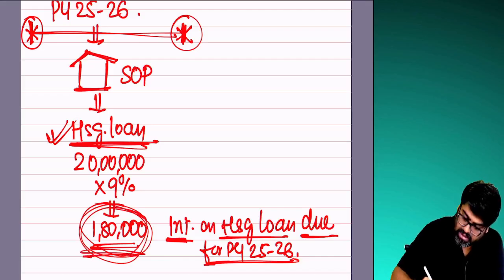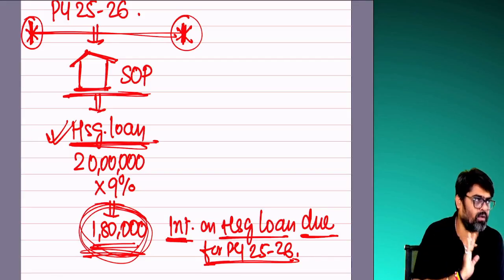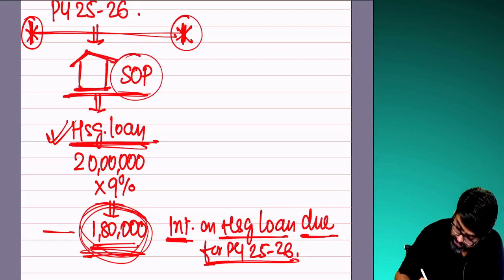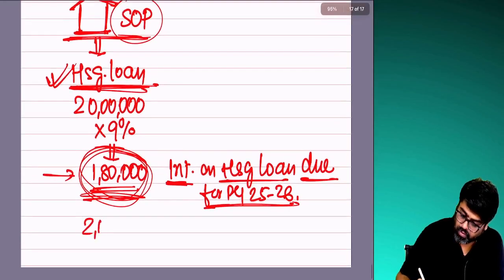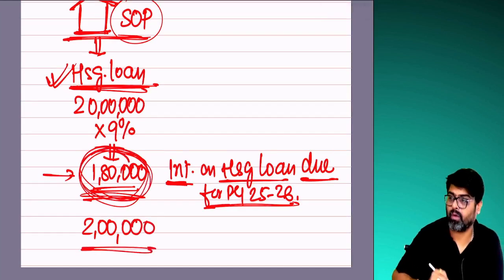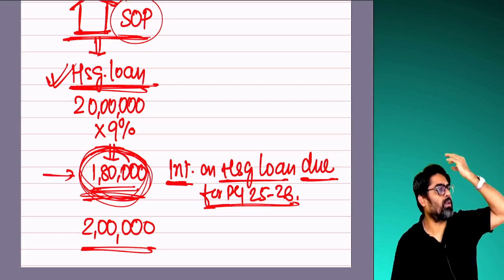Is this interest relating to this SOP? Will it be allowed fully or subject to limit? Subject to limit. So what is the limit? For SOP, the interest limit is 2 lakhs. You have to check that the interest which you are going to claim in this year should not be more than 2 lakhs. Is it more than 2 lakhs?